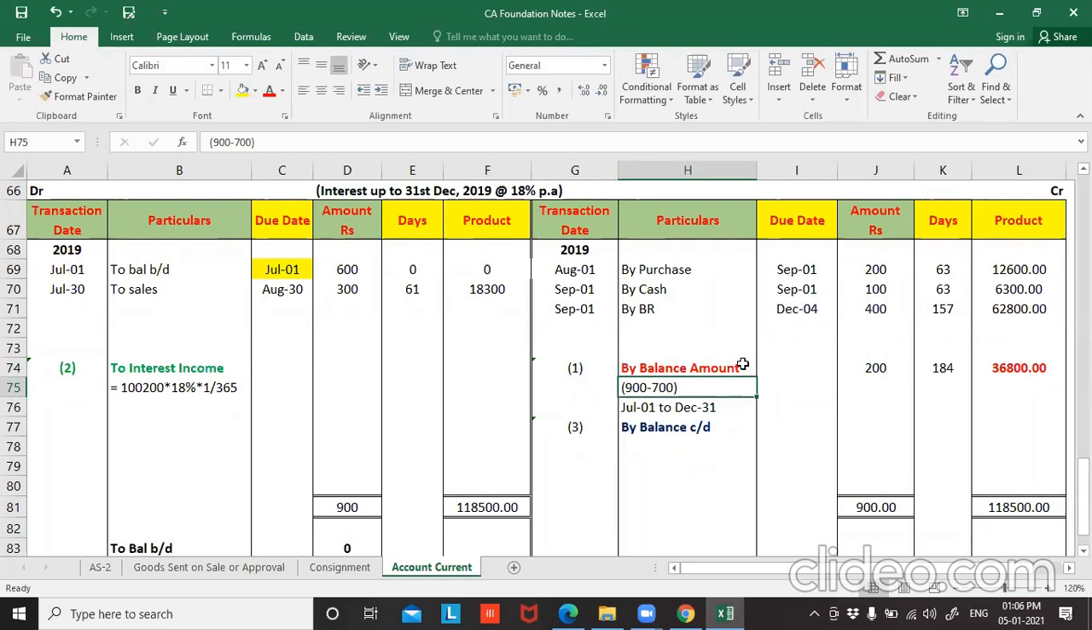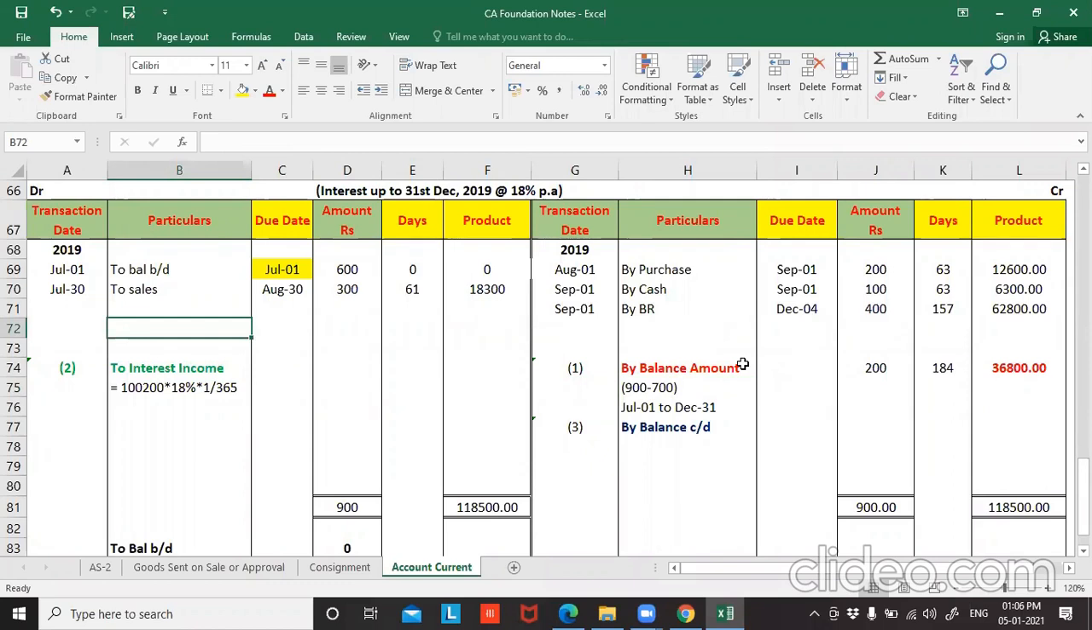This is by balance amount, guys. Are you getting 1,18,500 as a total on the credit side? Please tell me yes or no. Yes, sir. So you will get here on the debit side, the total is only 18,300.